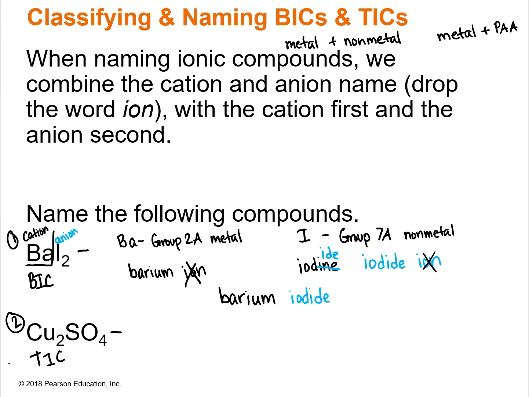Then I'm going to move on and show you an example of the ternary ionic compounds. The copper is our cation. Is copper a transition metal?